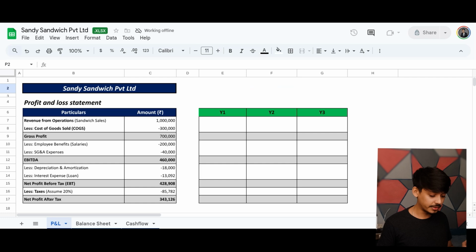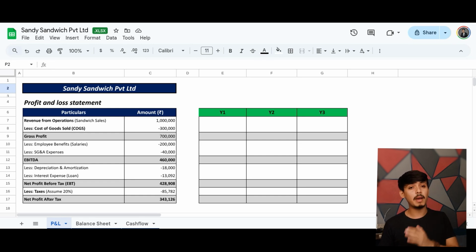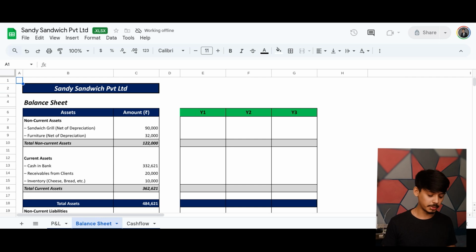So here we see that the first element of the entire financial model is the profit and loss statement, which we have data for the first year. We are going to build the three financial statements for the first year as well, and then we are going to put in inputs for year one, year two, year three, based on the assumptions that we are taking for this company, which is Sandwich Private Limited. It's a sandwich seller which has an outlet, and we are going to predict the revenues, P&L statement, balance sheet and cash flow for this company.